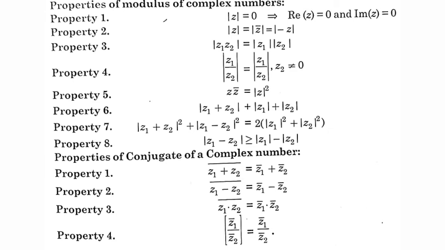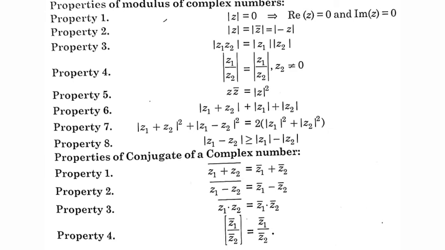Seventh property: modulus of (z1 plus z2) whole square plus modulus of (z1 minus z2) whole square is equal to twice of (modulus of z1 square plus modulus of z2 square). Property number 8: modulus of z1 minus z2 is greater than or equal to modulus of z1 minus modulus of z2.